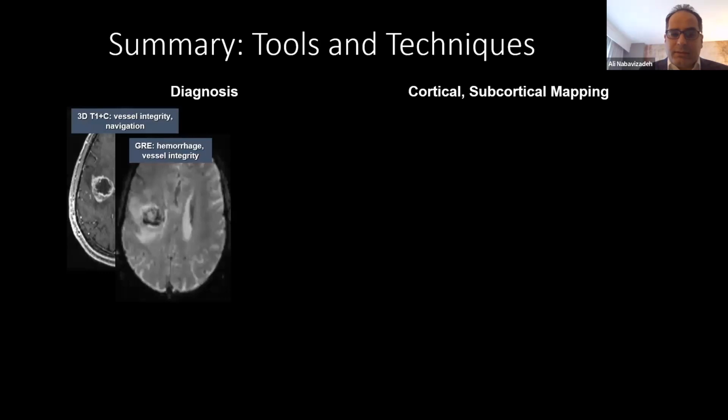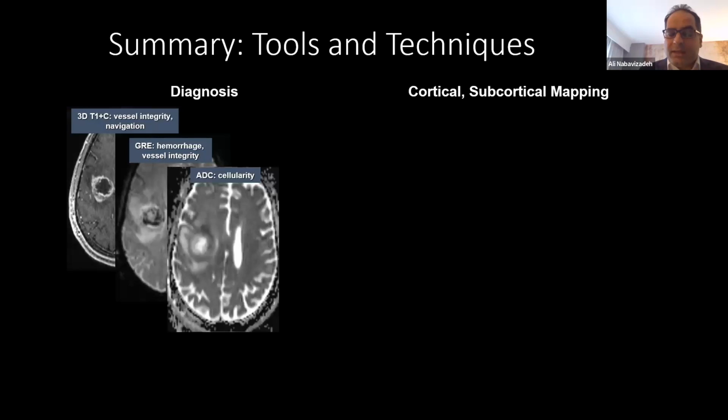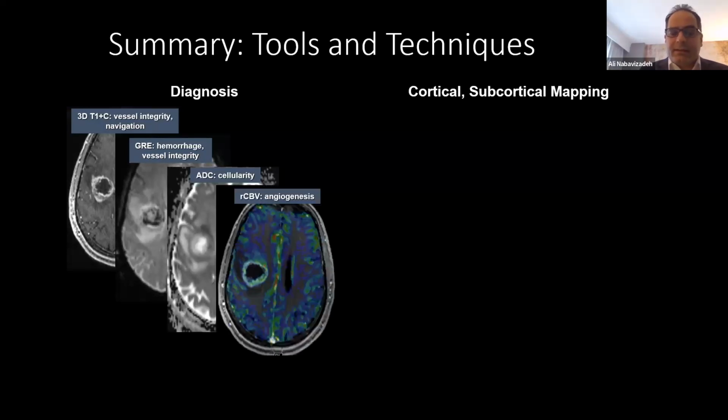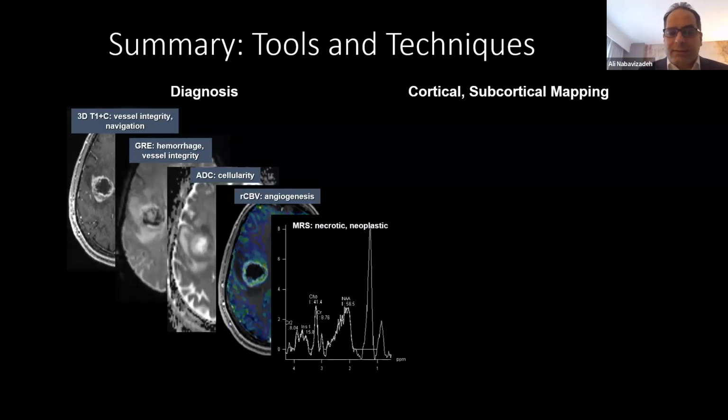We can use contrast enhancement to look at the vessel integrity and blood-brain barrier disruption. We can use GRE or SWI sequences to look at hemorrhage. We can use diffusion-weighted imaging to look at tumor cellularity. We can use perfusion imaging to look at tumor angiogenesis. And we can use MR spectroscopy to look at tumor metabolism.